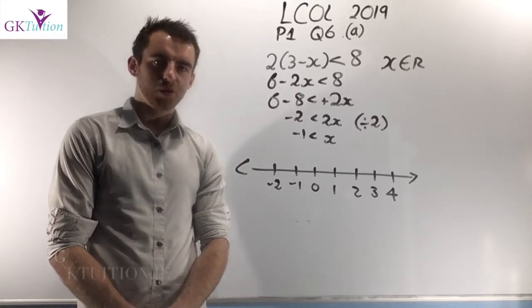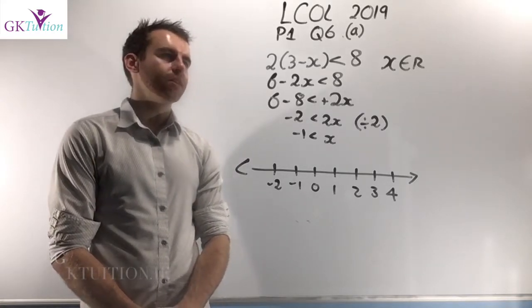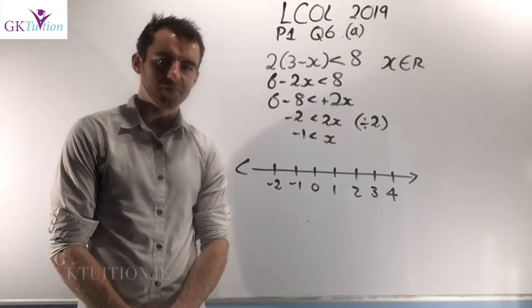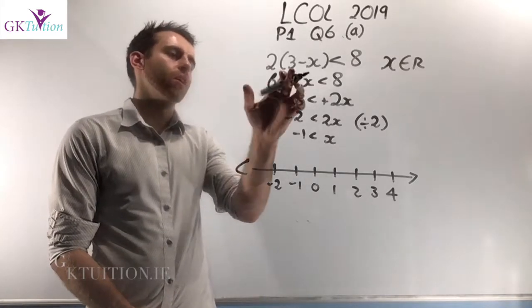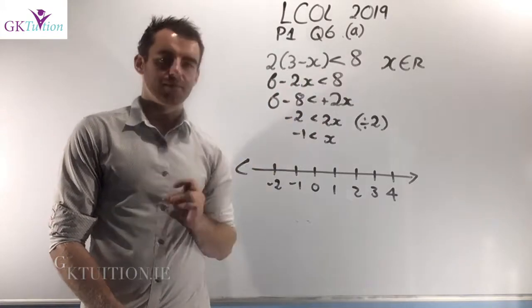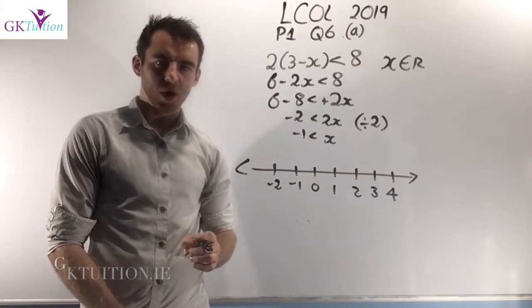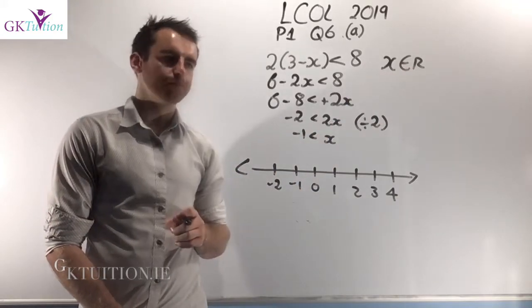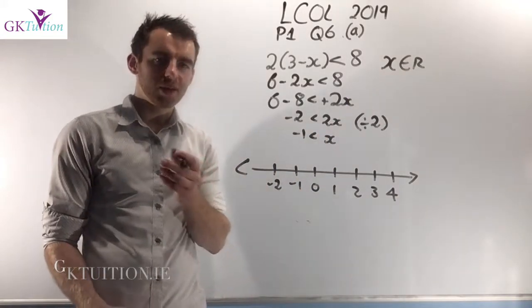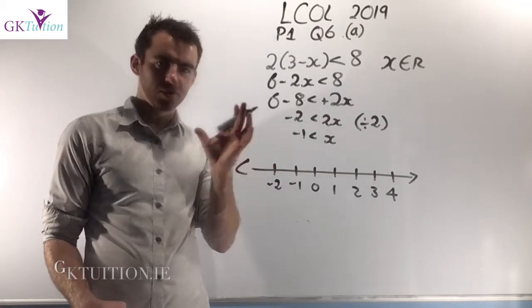Now the question that I've chosen to go through here is 2019 Paper 1 question 6. In this question we're given the inequality 2(3 - x) < 8. We're asked to solve the inequality for x as an element of R and to graph our solution on a number line. So if there's an inequality, you should treat it very similar to an equal sign.